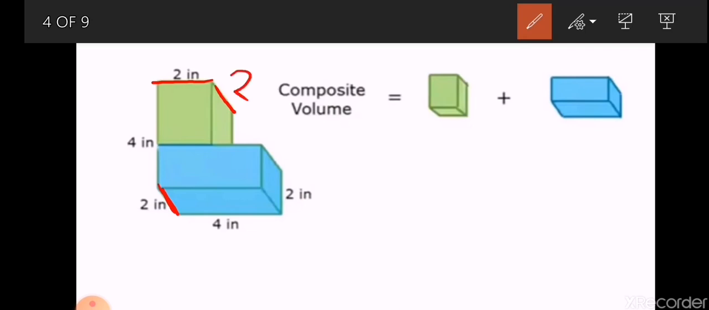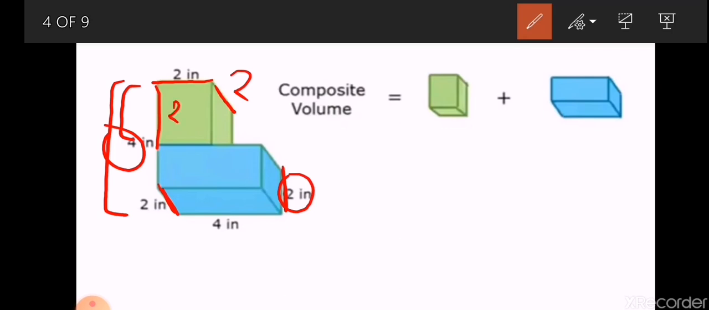And the height here is what? The total height is 4. This part is 2. So the rest, which is the green part here, is what? It will be the other 2. So now my green part is 2 times 2 times 2, plus. Now let's go to the blue part and find the three dimensions of it.